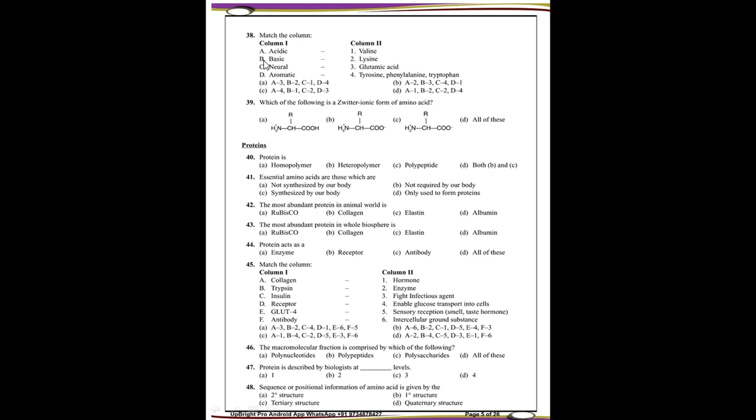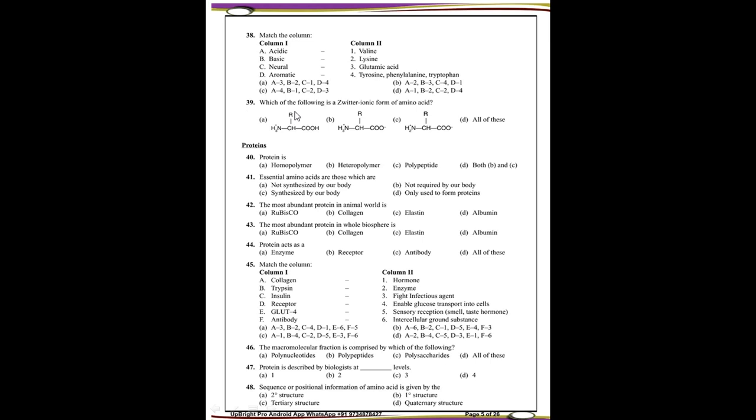The B is the basic amino acid which matches to 2. Lysine is true. The C is the neutral amino acid which is valine, is 1. Then the D is an aromatic amino acid, being tyrosine, phenylalanine, or tryptophan. So the answer for the matching is A. This one, the A. Okay.